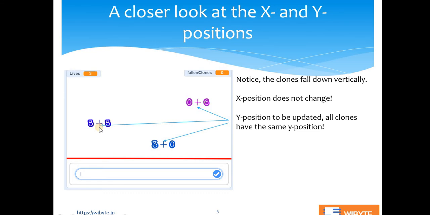And since the clones fall vertically, which means they come top down, our X position, in fact, does not change, right? So there's only one time we need to update this and we are done. However, the Y position keeps changing. But again, remember that the Y position for all these three is exactly the same.